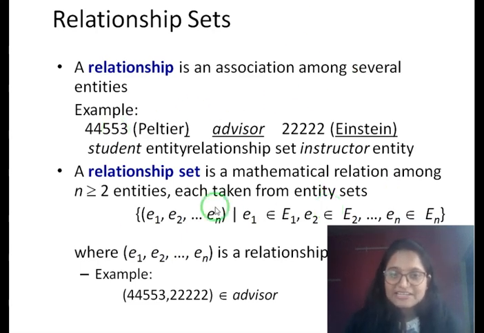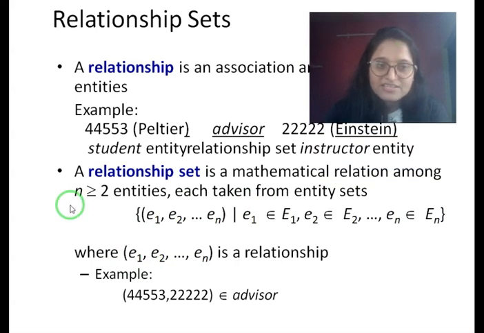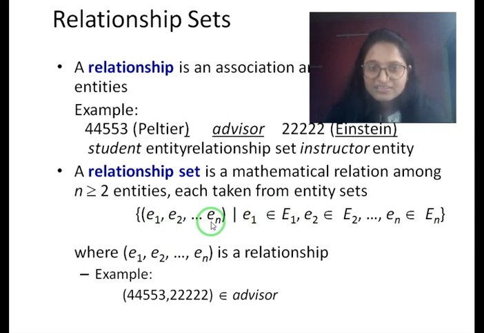This is a mathematical relation among two or n entities, where n is a number greater than 2, taken from the entity sets. Suppose E1, E2 up to En are the entity sets, and a relationship instance is a tuple of entities where each entity belongs to its entity set Ei. Then this is the mathematical representation of a relationship. How this happens, we will see with the example.